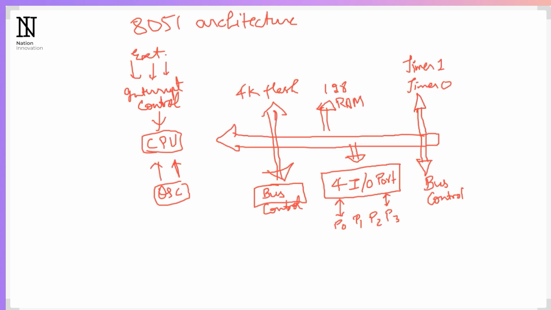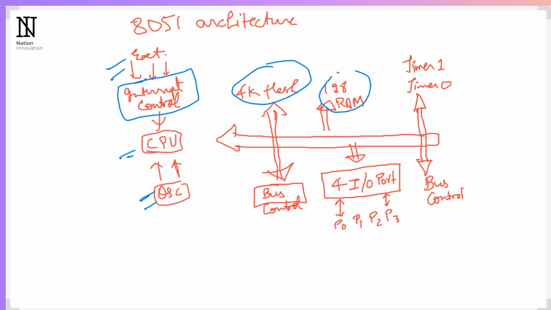This is the overall block diagram of the 8051 microcontroller. We have interrupt control with external interrupts directly connected to the CPU, which is driven by the oscillator, the clock. Then we have buses. We have 4K of flash memory, 128 bytes of RAM. We have timers. Then we have 4 input-output ports and bus control.